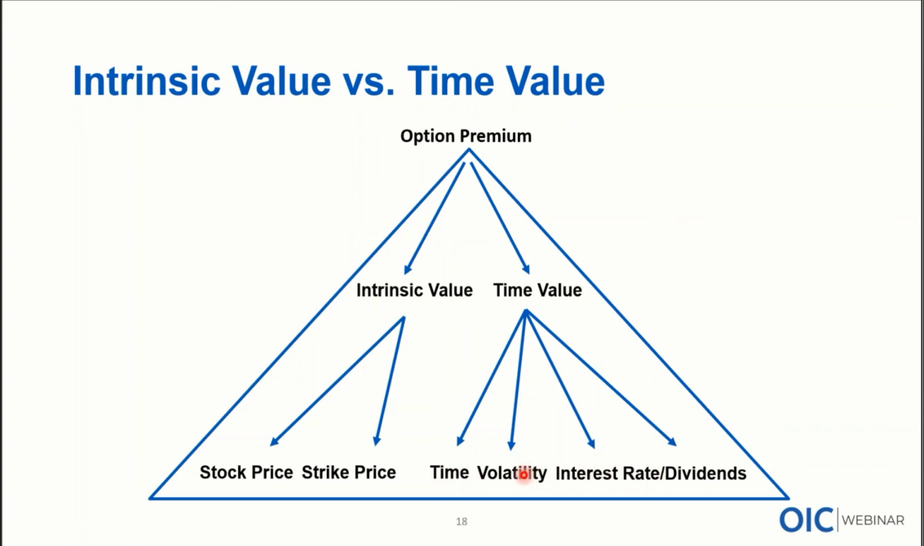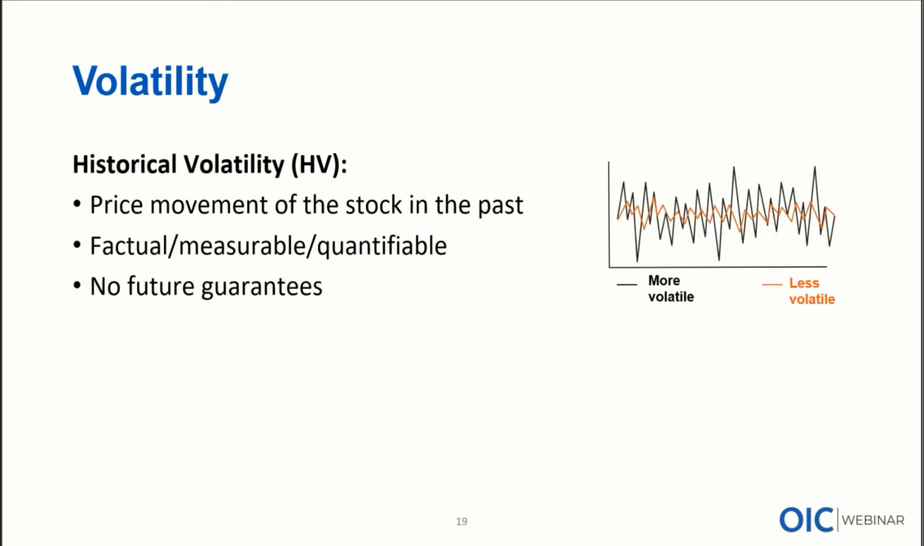I'm about to get into volatility here. These pieces on the bottom, these 6 entries, are the inputs to an options pricing model. If you wanted to calculate a theoretical value, put in all these inputs, and the output is the option value. Let's finish up with a discussion on volatility.